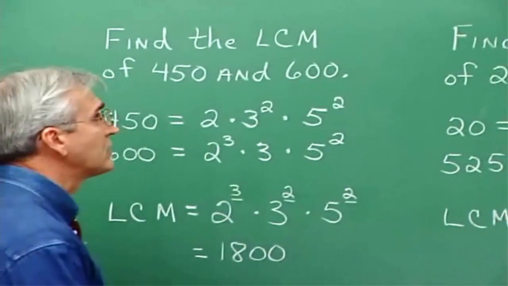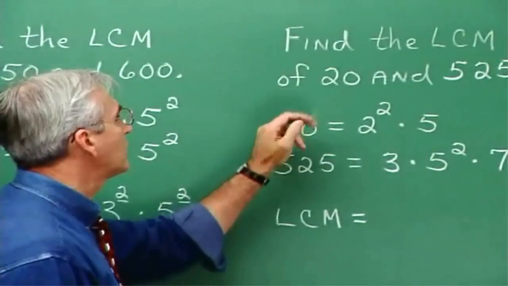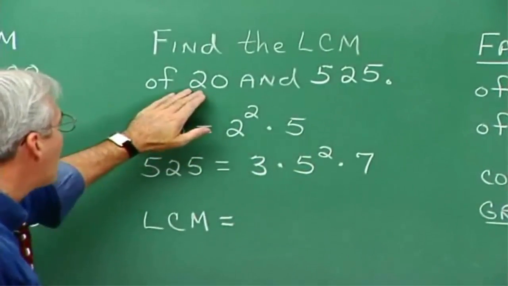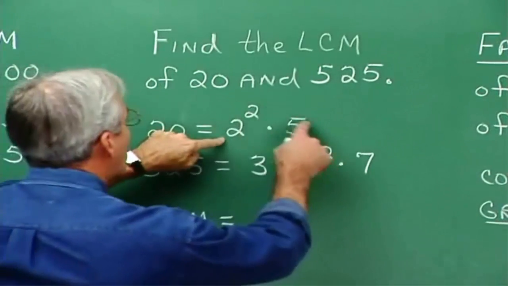Let's go through the process again. We want the least common multiple here of 20 and 525. The prime factorization of 20 is 2 squared times 5.